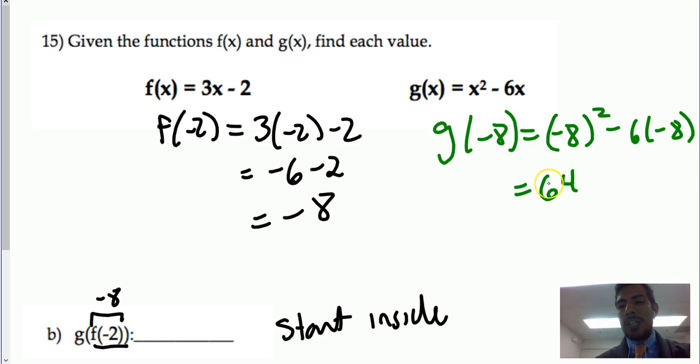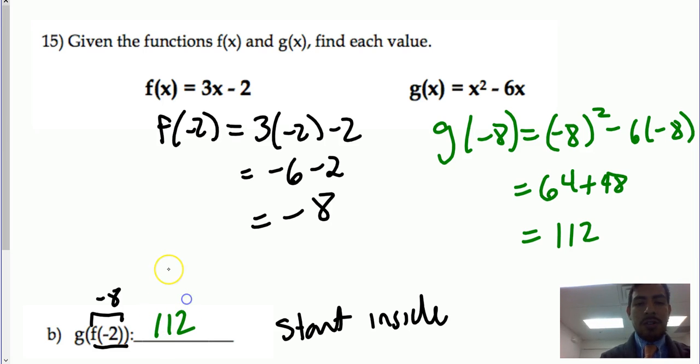Make sure your answer has the right signs. A negative 6 times a negative 8 is a positive 48. And we get 112 here. And that's our answer. We're all done. We don't need to multiply these together because this was an input, which got an output, and then that output is an input for the new function, and that green is our final answer. There is no multiplying.